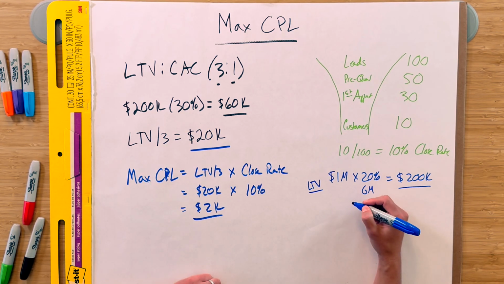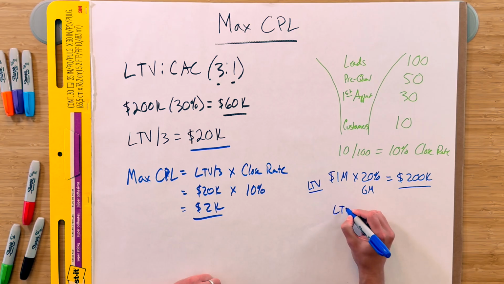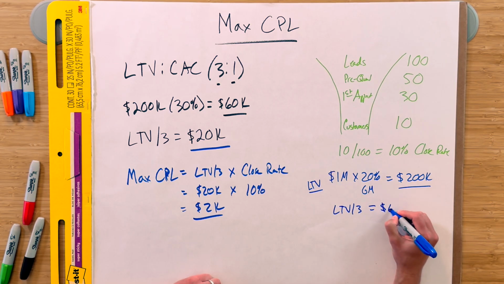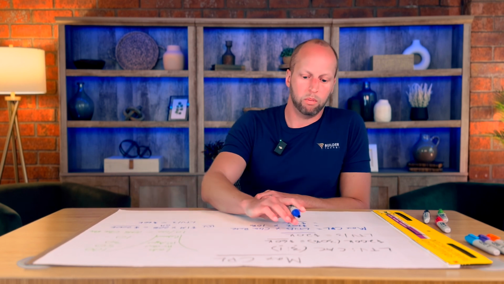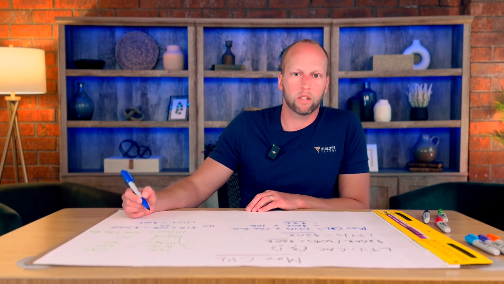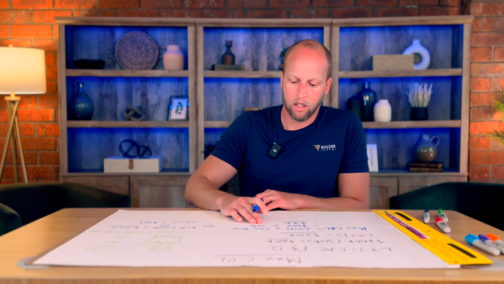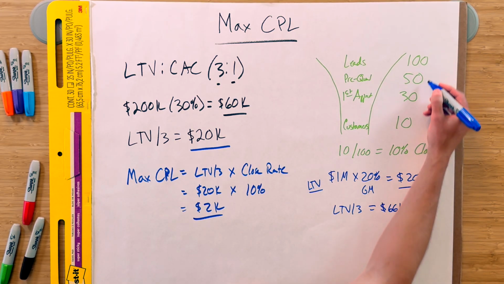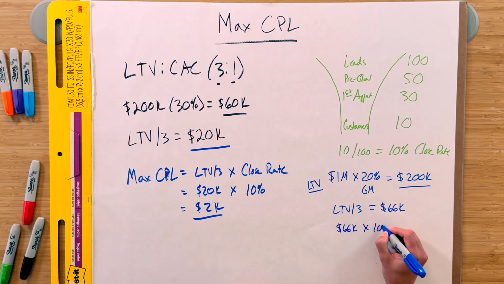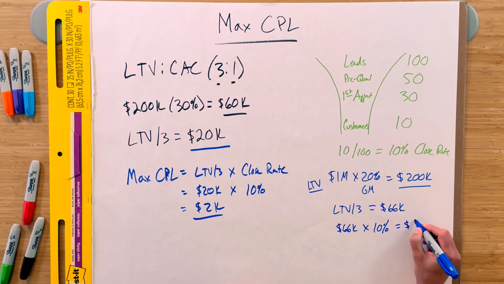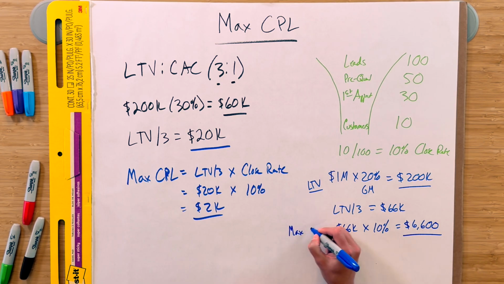And so if we take $200,000 divided by 3, so LTV divided by 3, it's about 66,000 and some change, but we're going to round for simple math. So this is the most that we can spend to acquire this customer, about $66,000. Again, take that times a 10% close rate if you have a similar sales funnel to right here, and we're going to take 66 times a 10% close rate, and that is $6,600.